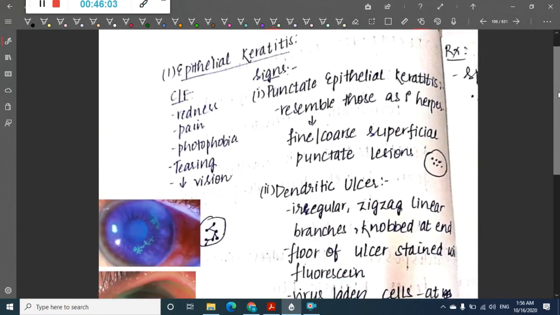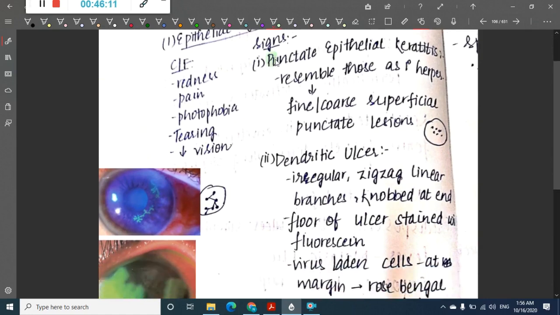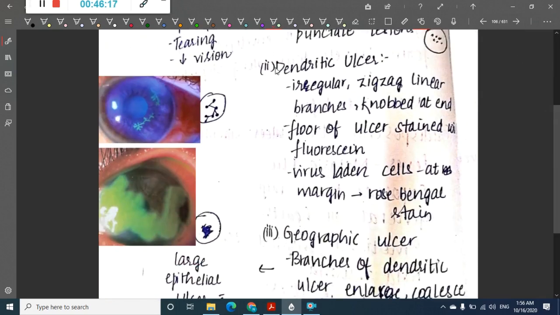Now what is important is epithelial keratitis. In the recurrent herpes simplex, the first type is epithelial keratitis. Here you see these features, which are important. It causes punctate epithelial keratitis. Second, this is dendritic ulcer, which you can see here. This is dendritic ulcer, which shows irregular zigzagged linear branches with knobs at the ends. So you can see knobs at the end and it is a zigzag ulcer. So that is dendritic ulcer.